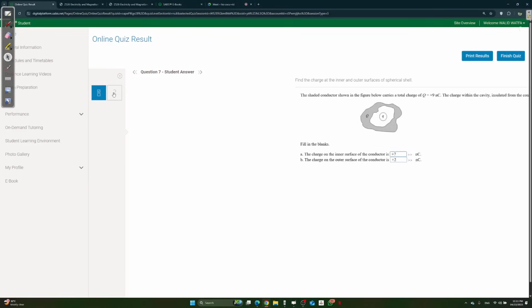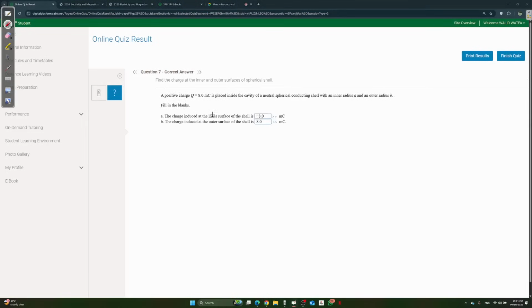The next question is the same exact thing. A positive charge 8 is placed inside the cavity. So on the inner surface it needs to cancel it out. I told you there always has to be net 0 inside, so the inner surface should be -8. The total is 8, so how much will the outer one have to be? 8. So easy.